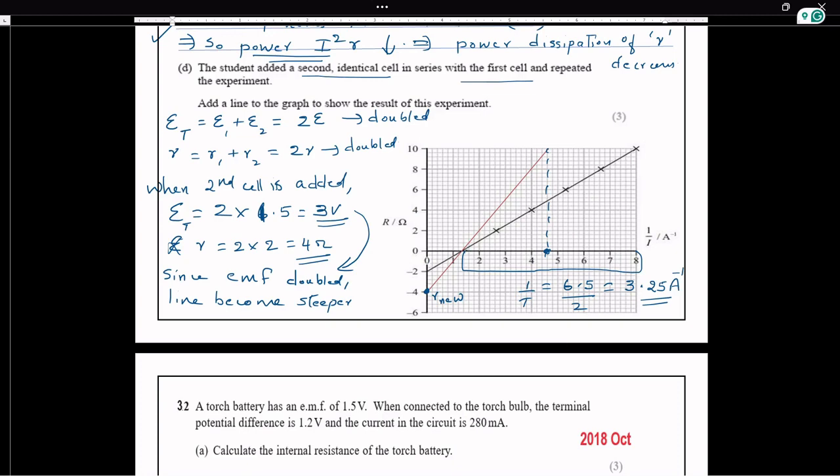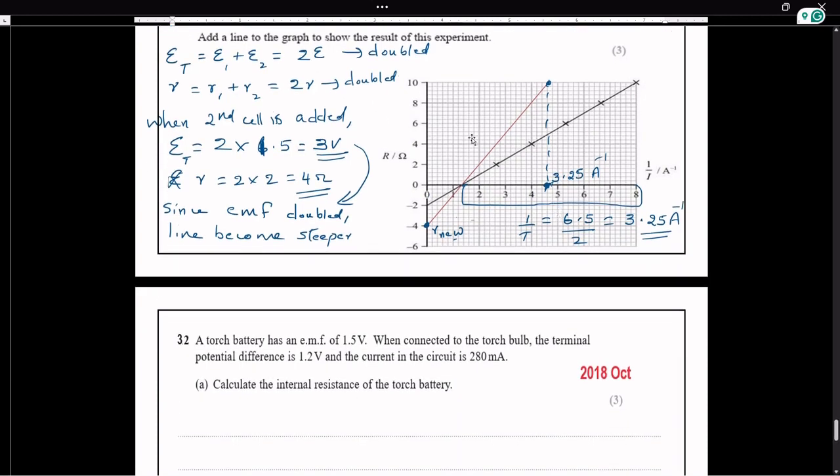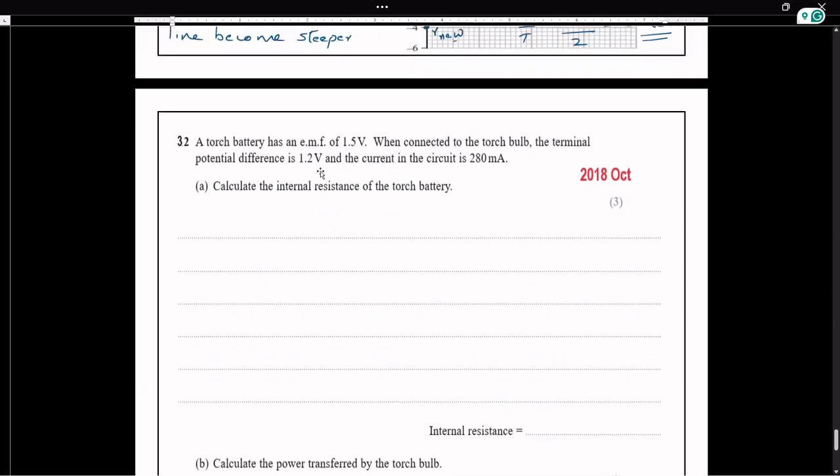So from this point, let us count and see where is 3.25. So this is 1, 2, yes. So this is happening at this point. That is why the graph is reaching here at a value of 3.25. So this is the new line. Now let's see the last question.